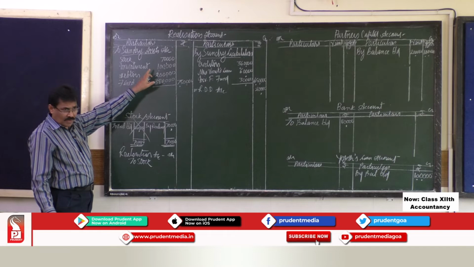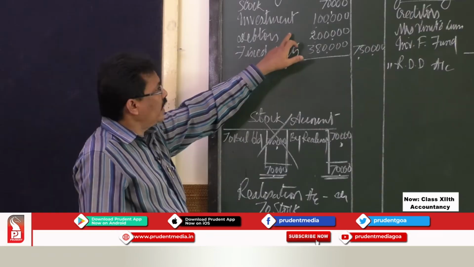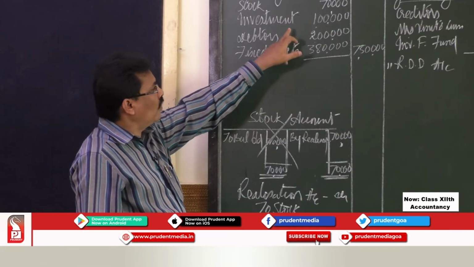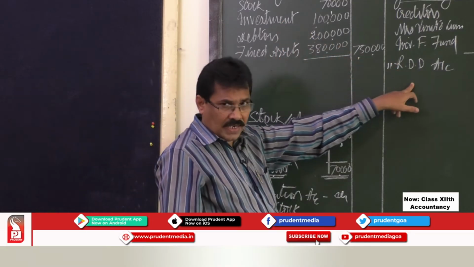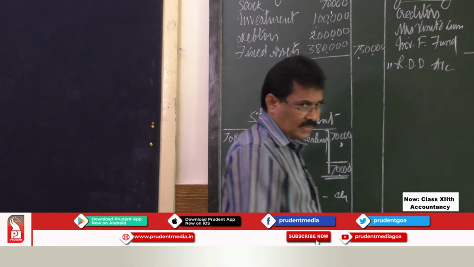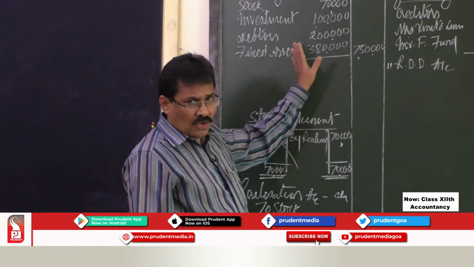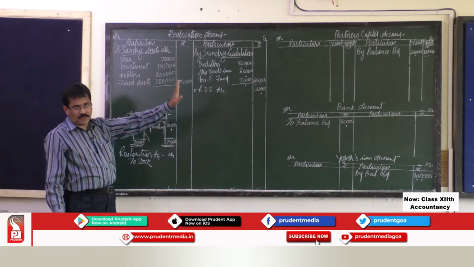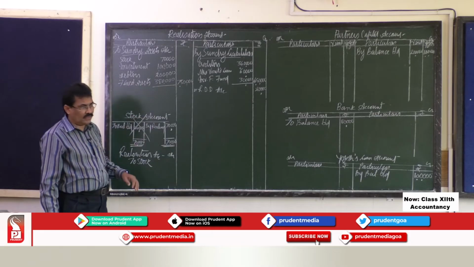Debtors has the debit balance. So, to close that, you have to write it on the debit side of the realization account, and RDD is a provision, which has the credit balance. So, you have to put it on the credit side. So, we have transferred all the items from the balance sheet.